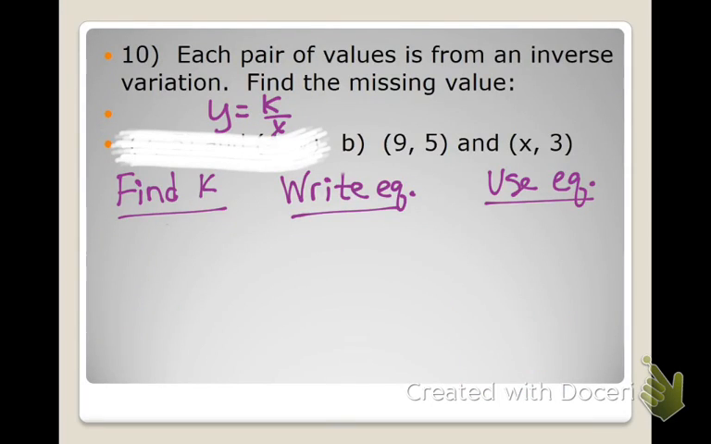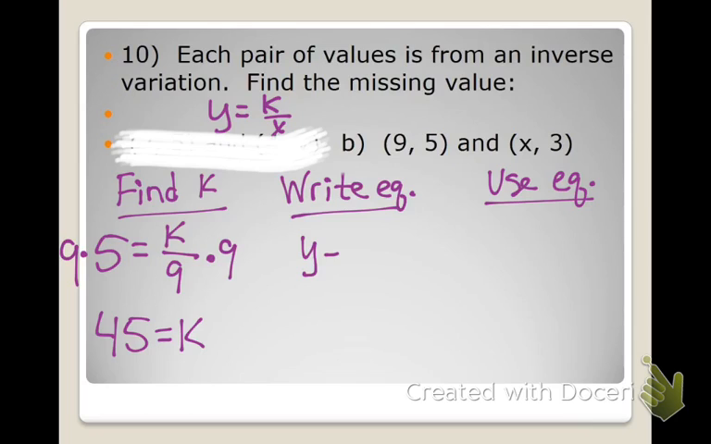All right, first up, we had to find k, which means we use our ordered pair that we already know, all parts of it. What's my y? 5. 5 equals k over 9. To get k, we have to multiply by 9. So we get k to be 45. When we write an equation, we only sub in k. Y equals 45 over x. Beautiful.